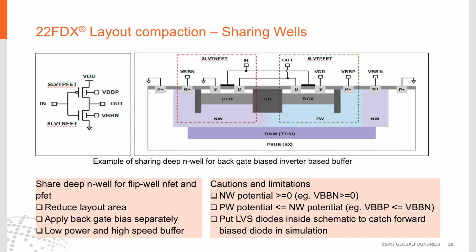There are some cautions, however. The N well potential needs to be greater than or equal to 0 volts to avoid forward biasing of the diode. The P well potential needs to be less than or equal to the N well potential, and we suggest putting LVS diodes inside the schematic to catch forward bias diode conditions during simulation.